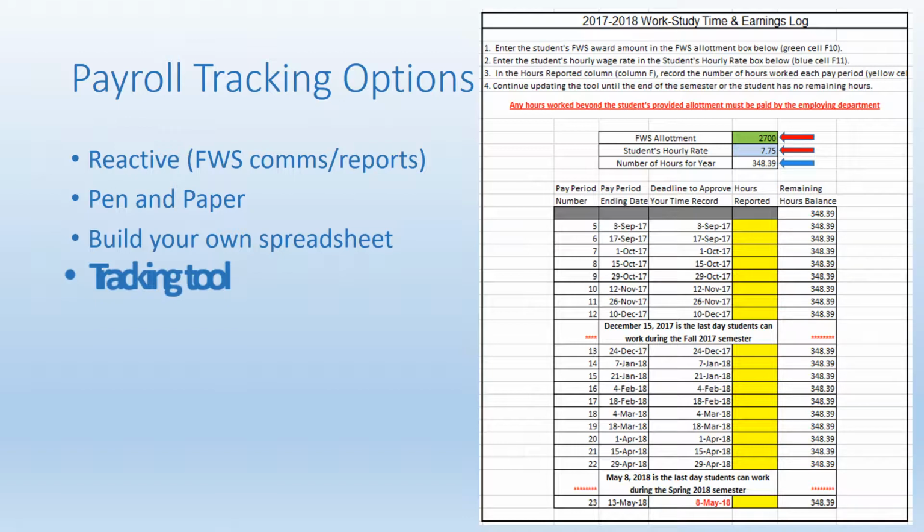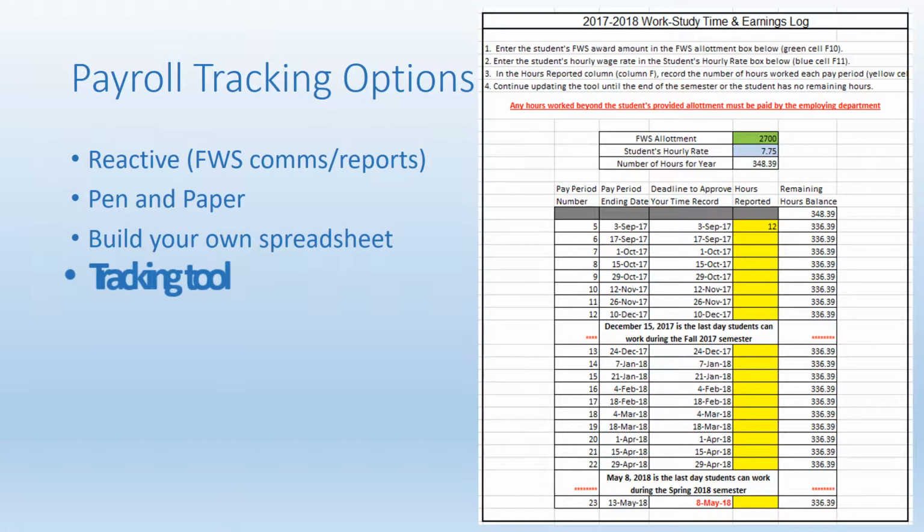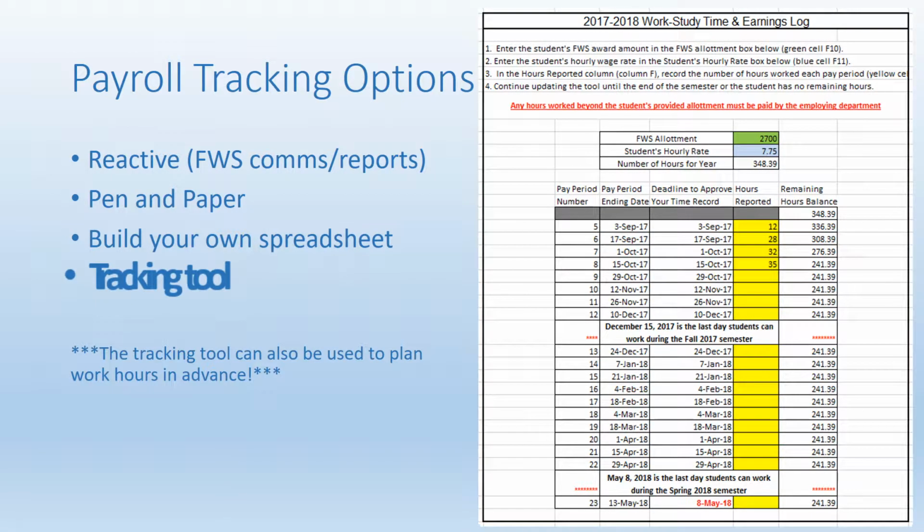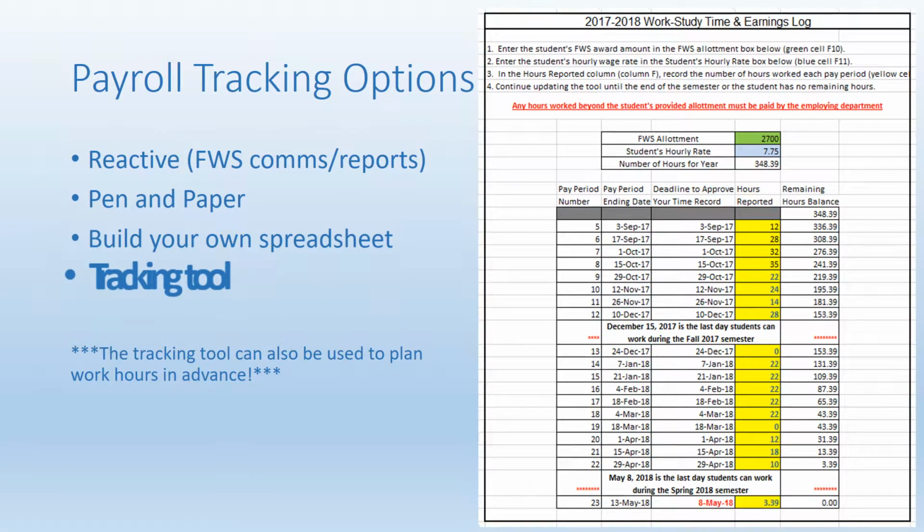have for the year. Then as the payroll periods roll through, you can put the amount the student has earned in each here, and it will automatically come up with the remaining balance. You can also utilize this tool to plan work hours in advance for the entire semester so that students know how much they need to be working across the remainder of the year in order to earn their full award.